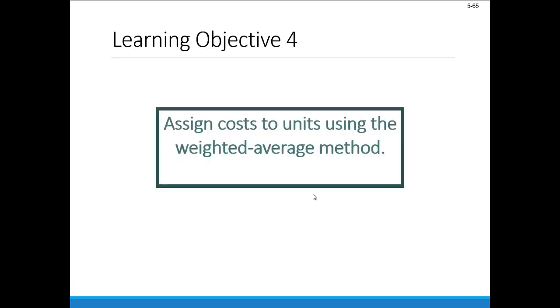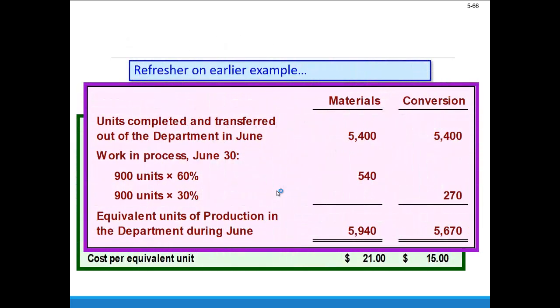All right, let's finish out our process costing material here then. We're up to learning objective 4, which was to assign cost to units using this weighted average method we've been using. So a quick refresher on our earlier example that we'd worked through in the last video. We had an example company that had equivalent units of production for this month of June in their one department with respect to materials of 5,940 and with respect to conversion of 5,670. And we had cost per equivalent unit of $21 with respect to materials and $15 with respect to conversion.